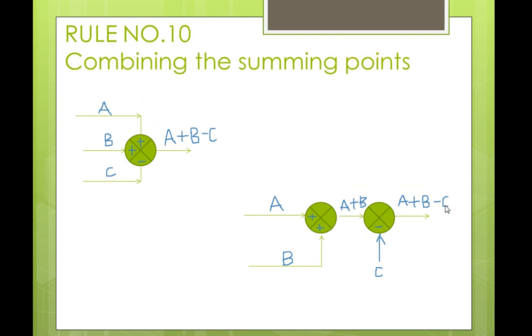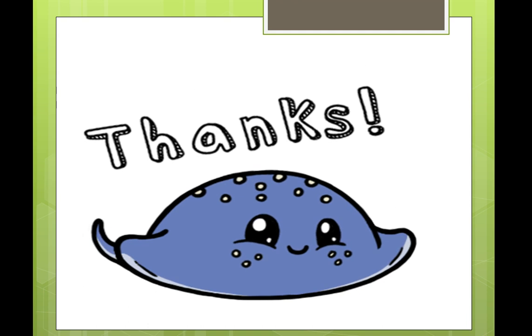Rule number 10 is combining the summing points. For example, if the summing points are given like this, A plus B is given to one more summing point and minus C. So finally you are getting A plus B minus C. We can combine these summing points like this: A plus B minus C.